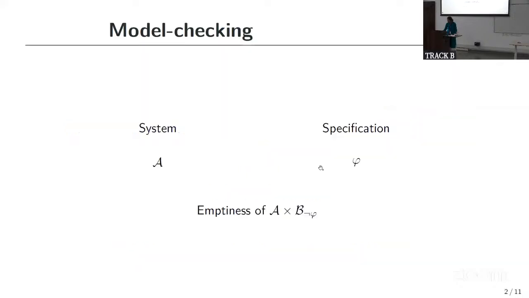Model checking is basically: there is a system, there is a specification. You need to check if the system satisfies the specification. The usual way to do so is you model the system as an automaton, you model the negation of the specification as an automaton, and then check the emptiness of the cross product.